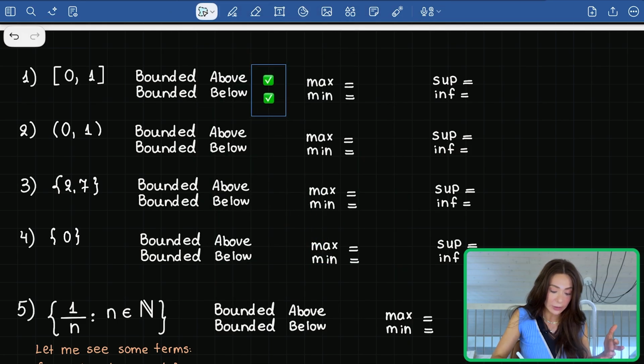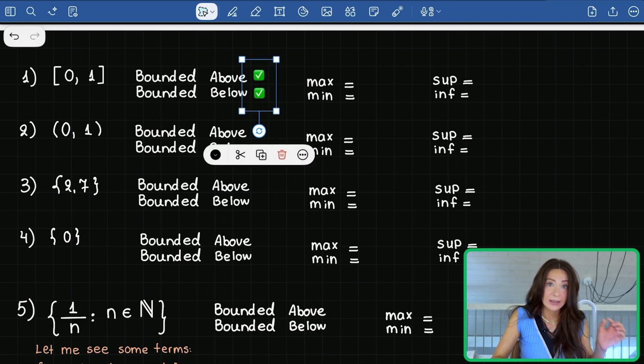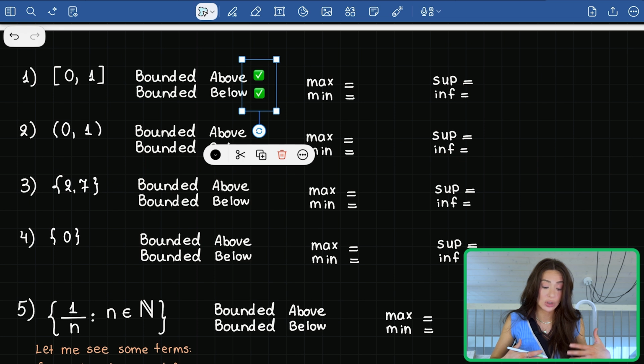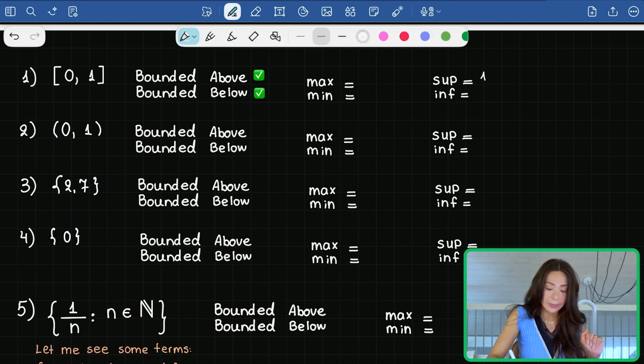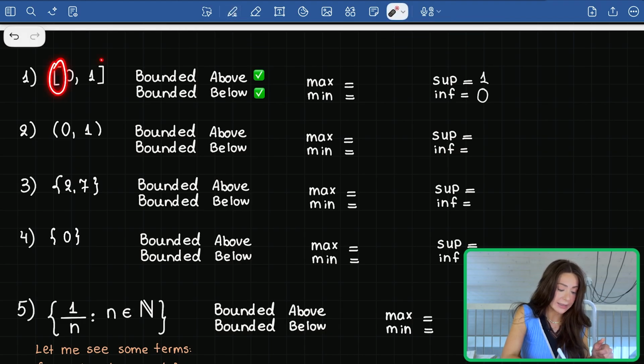Does it have a lower bound? Yes. 0 is that value below which it doesn't decrease. So it's bounded above and bounded below. Since that's the case, then it has infinitely many upper bounds and infinitely many lower bounds. But it has one sup and one inf. Its sup is 1, its inf is 0. It also has maximum and minimum because I have square brackets here.